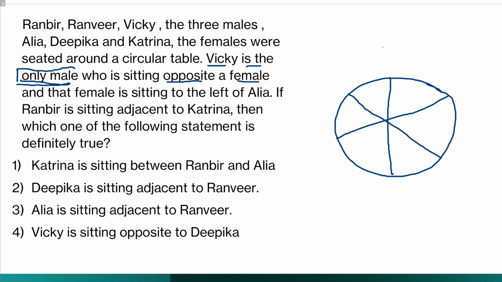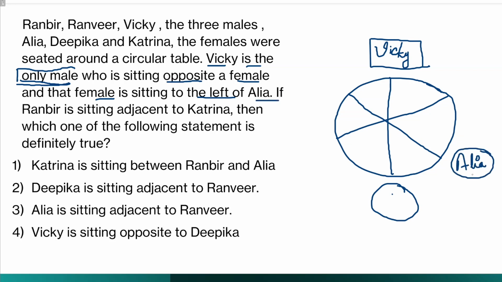So let's start with this. Now in a circle, it doesn't matter. You can start from any end. You'll depict the male in a rectangular box. So Vicky is a male and he's sitting opposite a female. So let's define the female with a circle. We do know that female is sitting to the left of Alia. So Alia is over here, right?